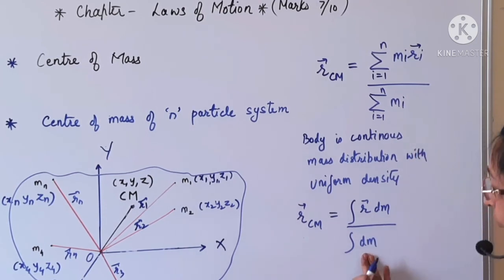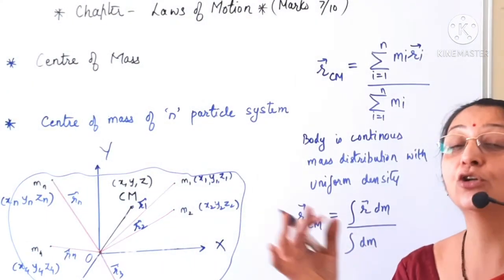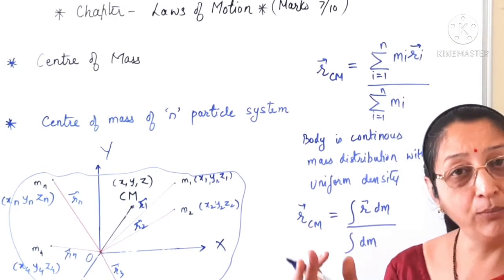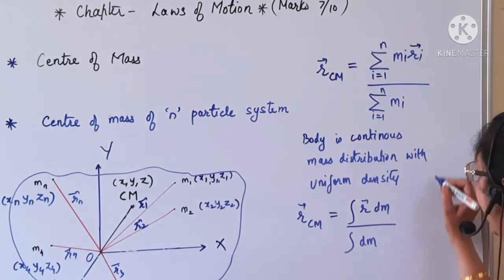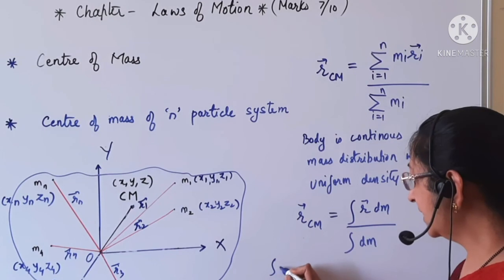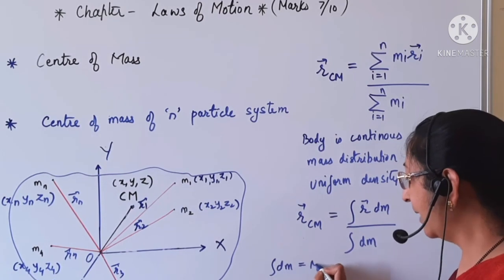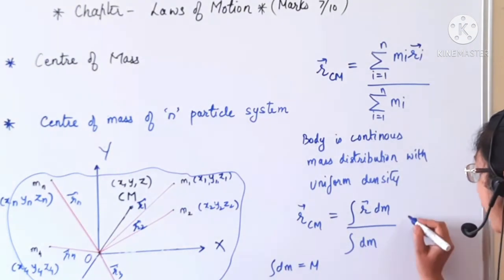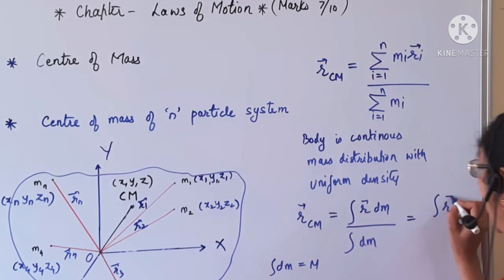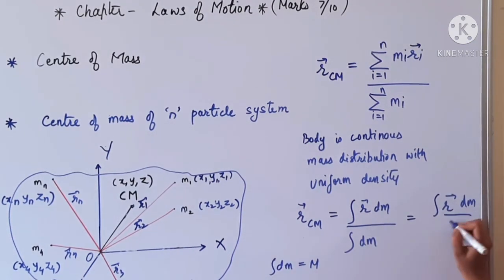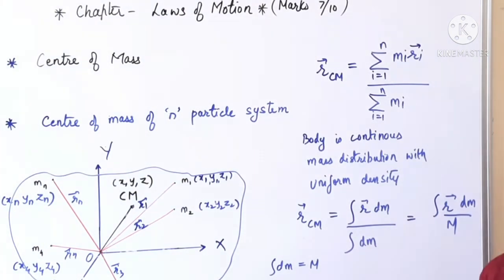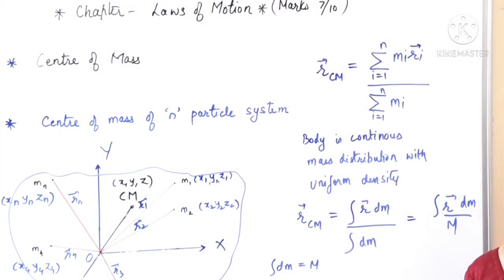But now we know that integral of dm is the addition of all the masses of the body. So this integral of dm will become m, that is the mass of the body. So we can write integral of r dm upon m. So in this way we write the center of mass of a continuous body having uniform density.